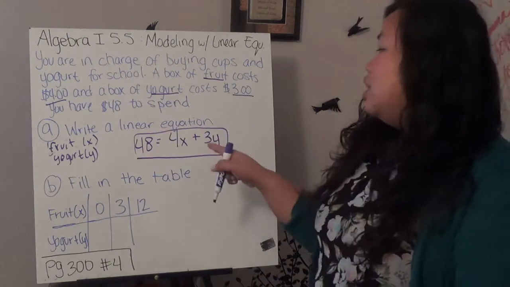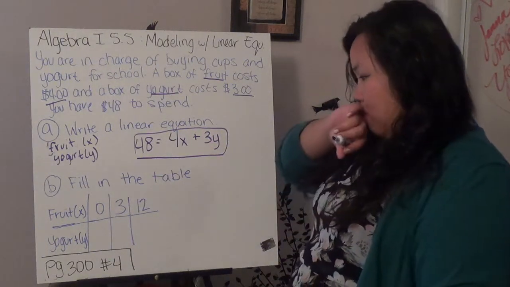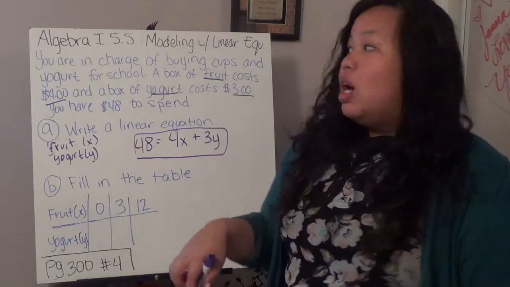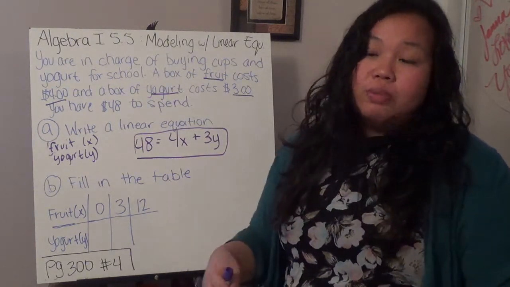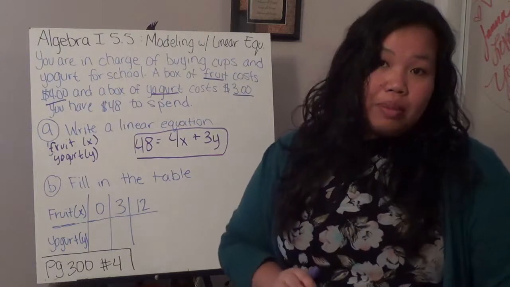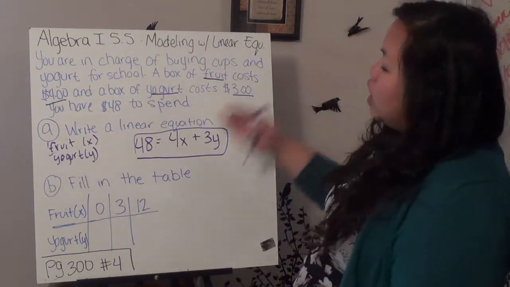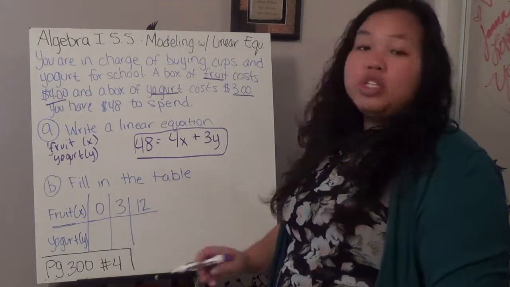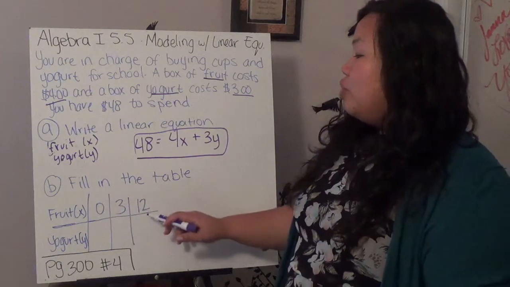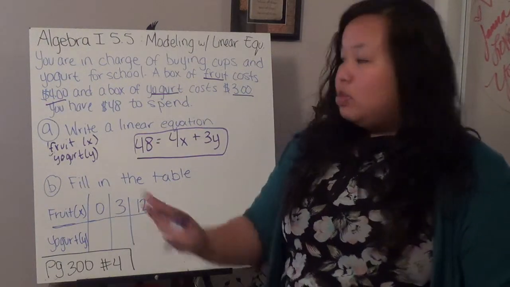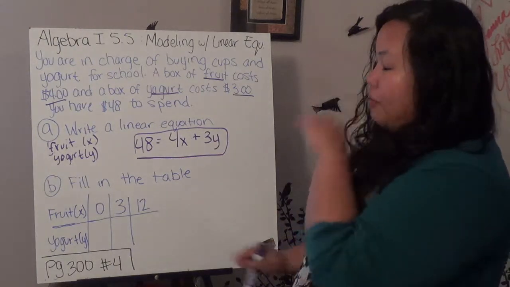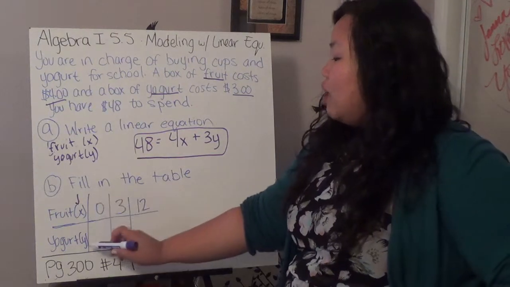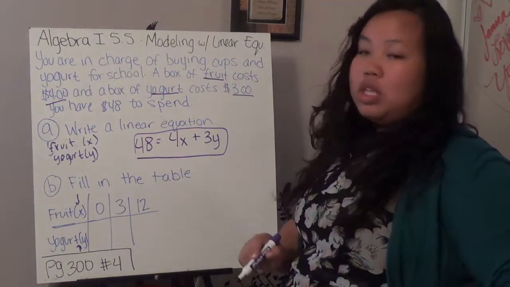This is not in y equals mx plus b form. You could put it in y equals mx plus b form, or you can leave it this way. Either way, it'll give you the same answer. The next part is just asking us to fill in the table. It tells us how much fruit we should buy, and if we buy this amount of fruit, how many yogurts can we buy. So we take the fruit numbers, plug them in for x, and then find out what our answer is in y.